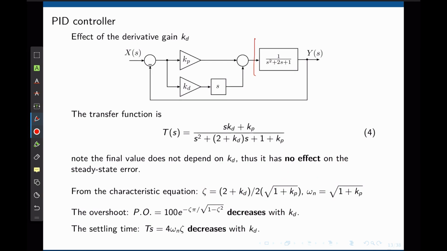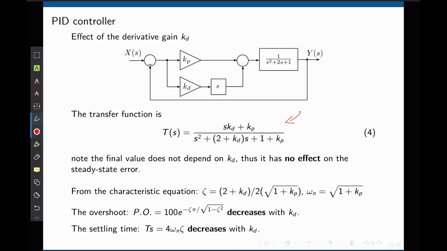Here we have a second order transfer function controlled by a proportional derivative gain. We can find the closed loop transfer function as in equation 4. We don't need to calculate anything to state that the final value of the system does not depend on kd, because the derivative of something in a steady state is 0. The derivative gain has no effect on the steady state error.